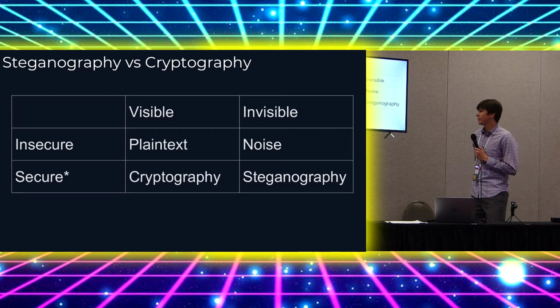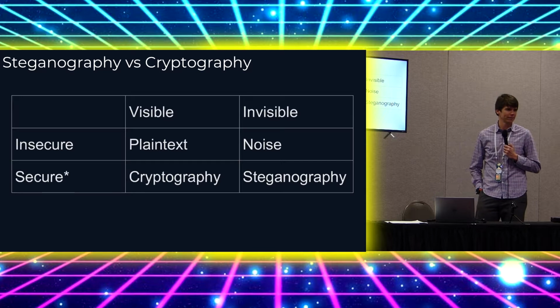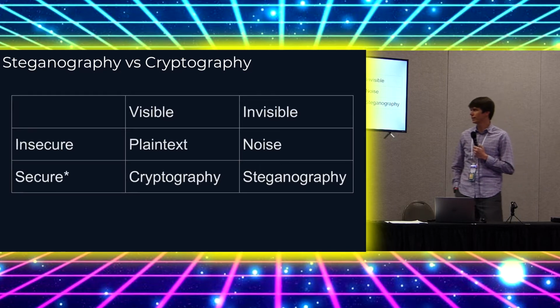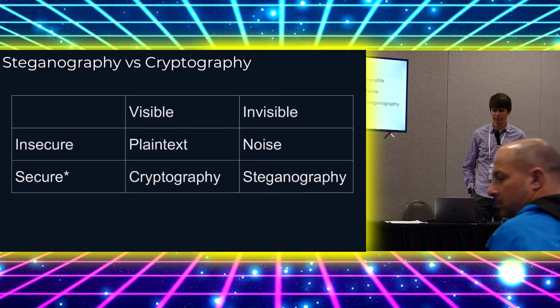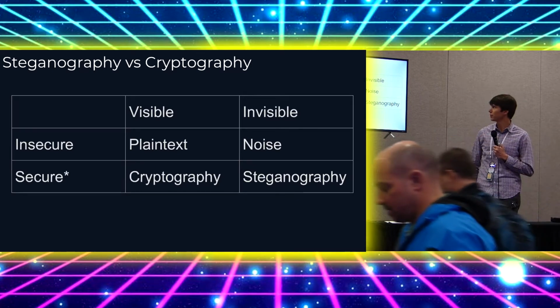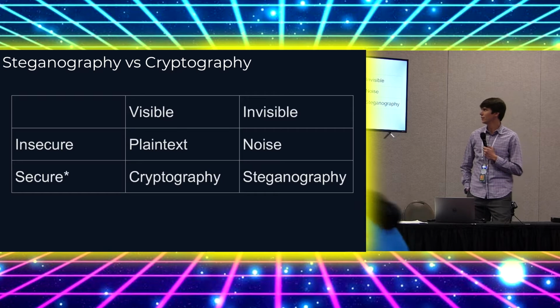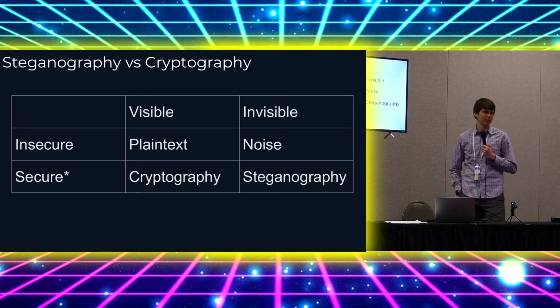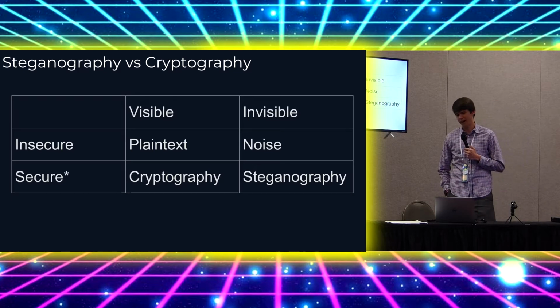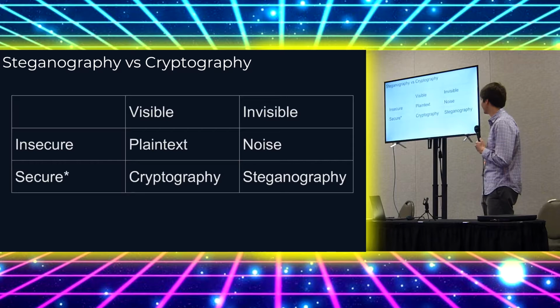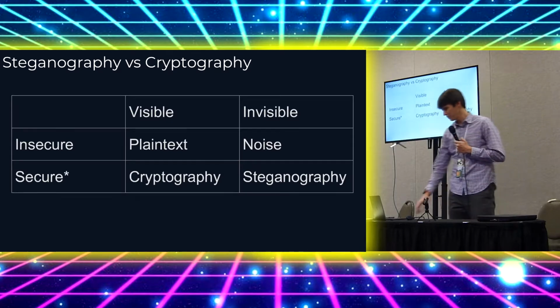So if we fill in our chart here, if it's visible and insecure, well, that's plain text. If you encrypt that, you get some security. It depends on the strength of your encryption, but most people are familiar with that. If it's insecure and invisible, that's not really a signal. That's sort of just noise. And then if it's invisible, or invisible to our adversary anyway, that's what we'll call steganography.